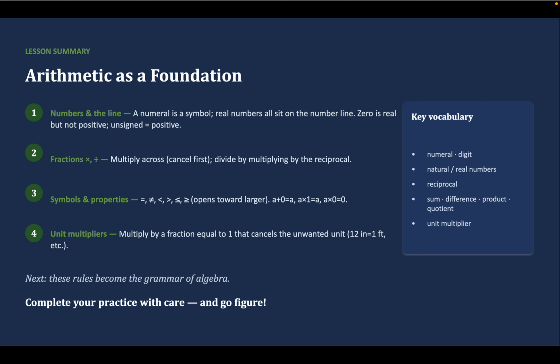Today we laid the foundation. A number is an idea and a numeral is its symbol. The real numbers all live on one number line, where positives go right and negatives go left, and 0, real but not positive, sits in the middle. We learned to multiply fractions by canceling first, and to divide by multiplying by the reciprocal. We named the parts of every operation, reviewed decimals, and learned the unit multiplier, choosing the one that cancels the unit we want to remove. In our next lesson, these tools become the grammar of algebra. Complete your practice with care and go figure.